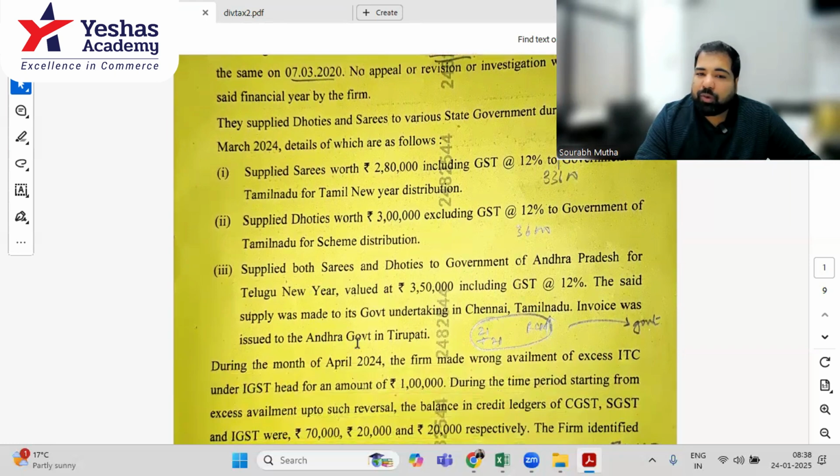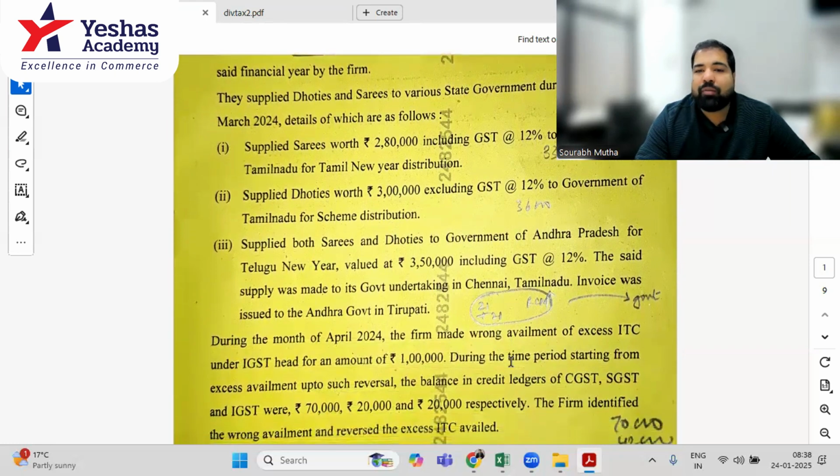During the month of April 2024, the firm made wrong availment of excess ITC under IGST. So basically, whenever you purchase something, you get some credit. That credit is called ITC, as you know. And they made some excess credit. They used some excess credit up to 1 lakh rupees of IGST. But during the same period, starting from the excess availment up to the reversal, the balance in CGST, SGST and IGST was 70, 20, and 20. That means you already had some money, but you excess availed it.